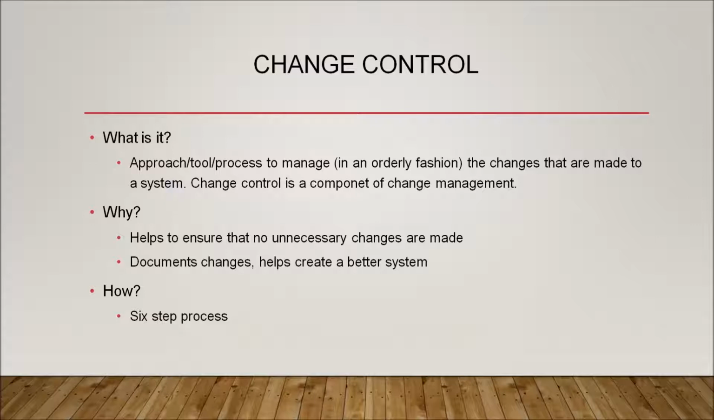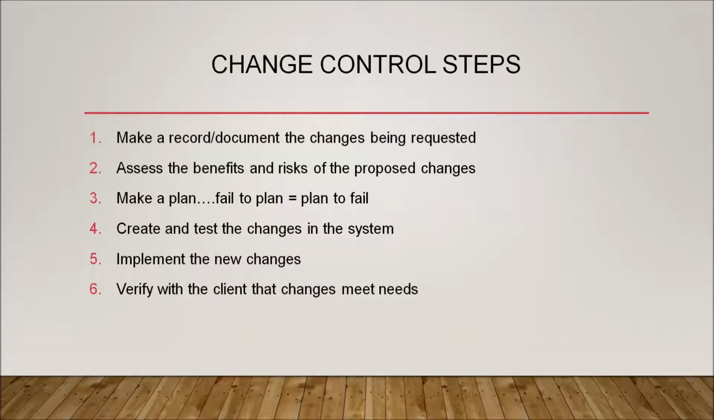Well, why is it important? Why do we do it? Well, it helps us to ensure that no unnecessary changes are made. It documents changes, and it helps create a better system. And it does this through a 6-step process. The 6 steps in this process: you want to make a record. You want to document the changes being requested. You need to look at what you're looking at changing and assess the benefits and the risks of the proposed changes. You need to make a plan.